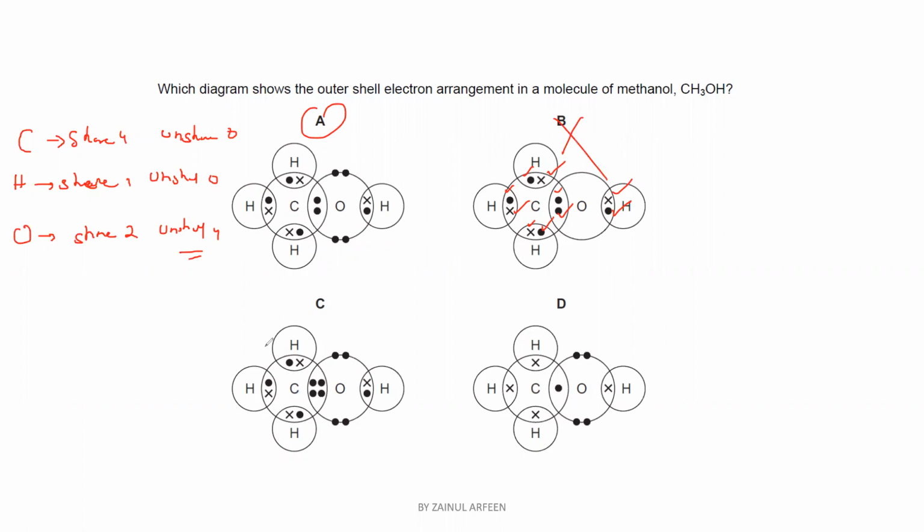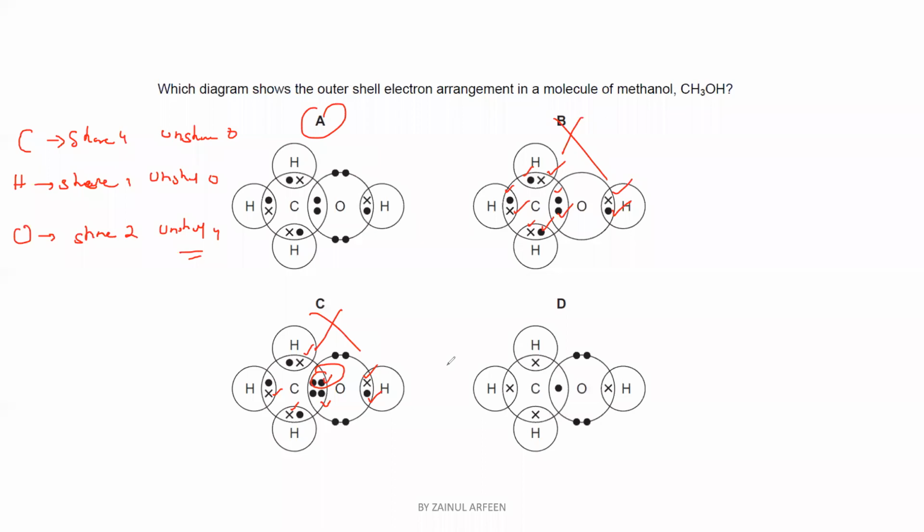What about C? When you check C, each hydrogen shares 1. Each oxygen should share 2, so this is 1, 2. But there's a third one also there. Because of this extra third one, C is not the right answer.